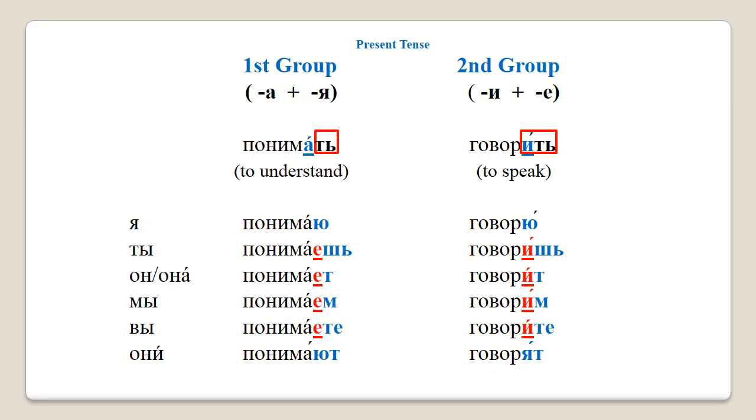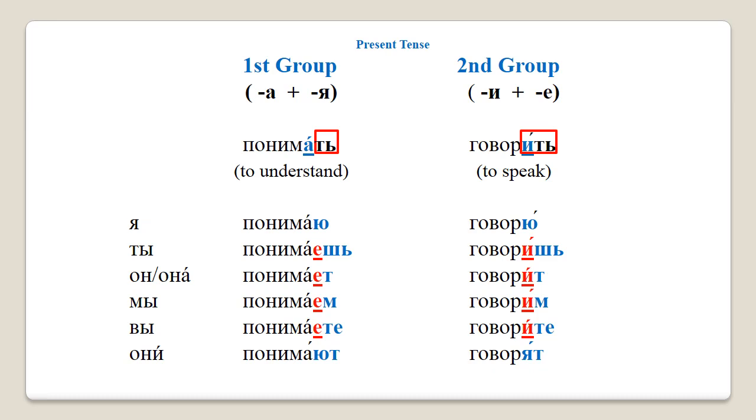I understand becomes я понимаю. You understand becomes ты понимаешь. He, she understands becomes он, она понимает. We understand becomes мы понимаем. You understand becomes вы понимаете. And lastly, they understand becomes они понимают.